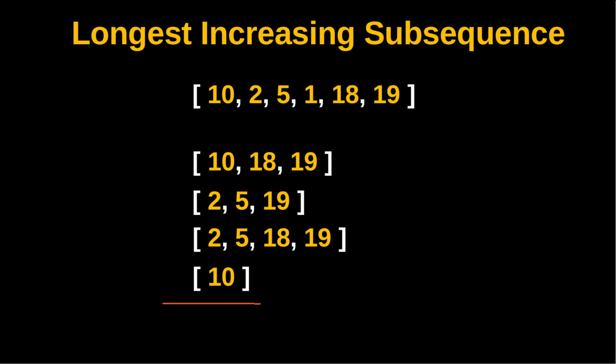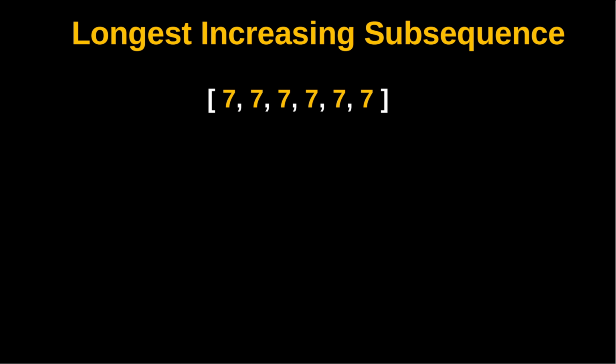The length of the longest increasing subsequence for this array is 4. That is 2, 5, 18, and 19. Now let's take a look at this example. If we have all the values to be the same, then the longest increasing subsequence here is the array 7.